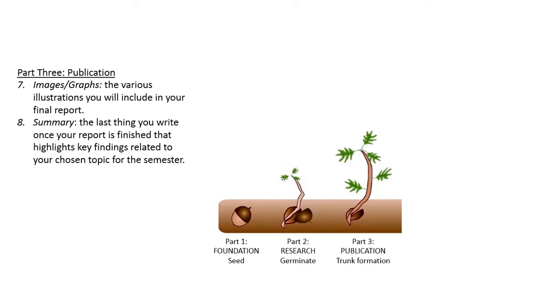The summary is the last thing you'll write once your report is finished. The executive summary highlights key findings related to your chosen topic for the semester. It's rather difficult to write a summary if you have not completed the final report. And finally, the final report, which you'll do in conjunction with the summary. It's the complete text, including all charts, images, and graphics. So you'll write the summary and final report together over a series of 2 weeks during the semester.